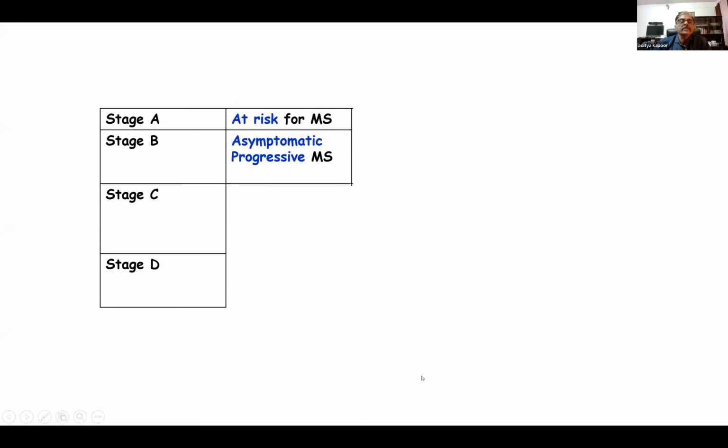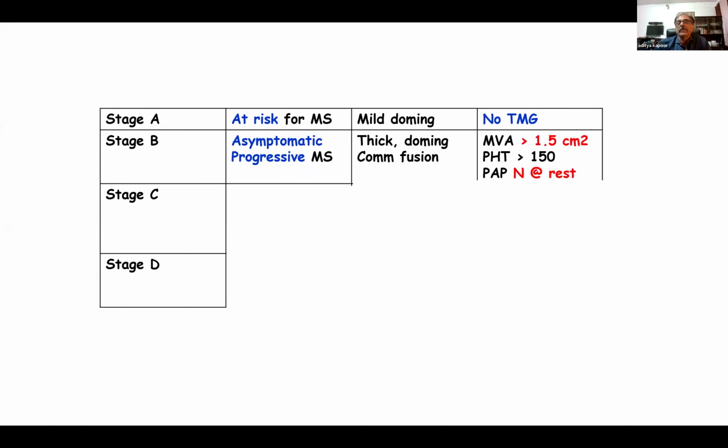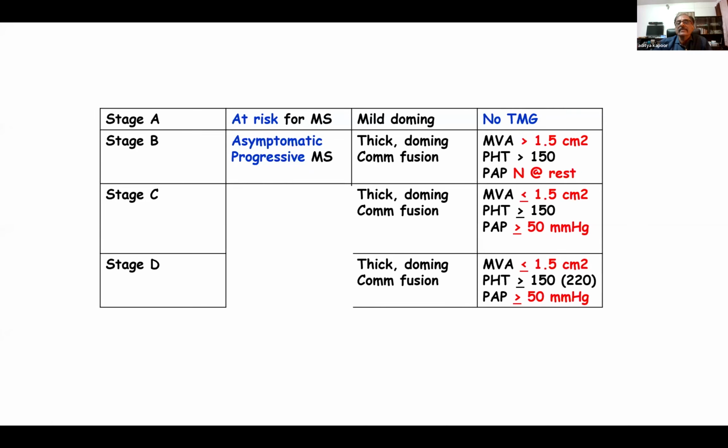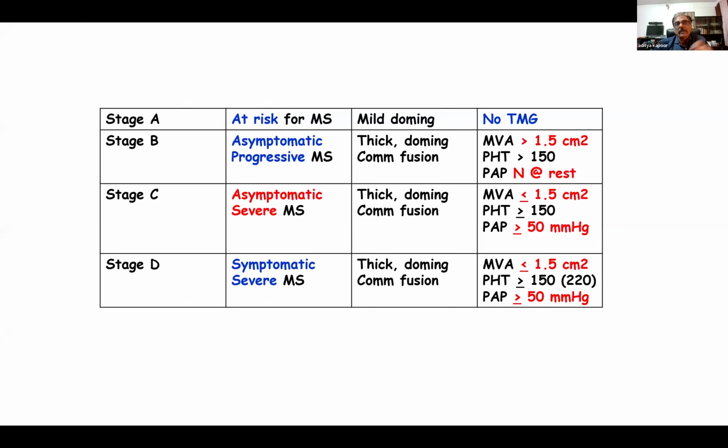So, mitral stenosis, for all the students: before we come to severe MS, in today's world, the examiners may also ask you what is the stage. So at risk for MS is mild doming, no transmitral gradient. You have to understand asymptomatic progressive MS is valve area more than 1.5 and PA pressures are normal at rest. Stage C and D are valve areas less than 1.5, PA pressures are high. Stage C is, of course, asymptomatic severe, and stage D is symptomatic severe. Some classifications also include one more category, very severe MS, that is valve area less than 1. So you have to be aware of this.